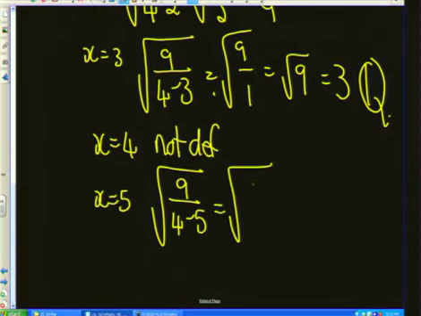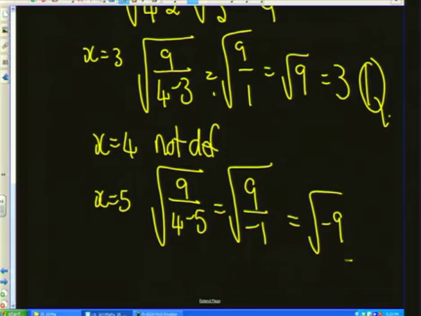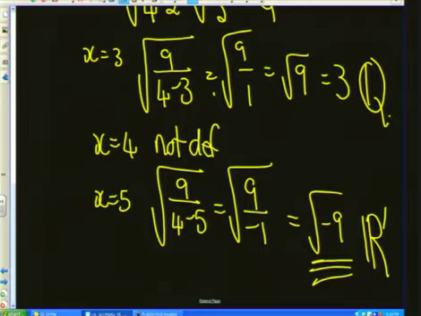That becomes the square root of 9 over negative 1, which is the square root of negative 9. Now we know when that happens that we are dealing with non-real numbers. So real would look like this. Not real would have a little dash on it, like we do with rationals and irrationals.